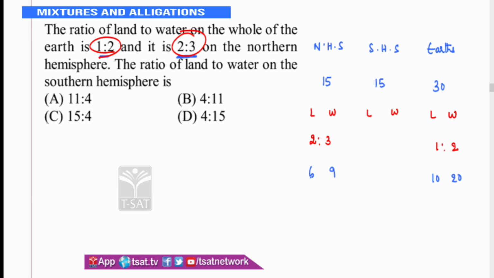On the northern hemisphere it is 6. 6 plus how much is 10? 4. 9 plus how much is 20? 9 plus 11 is 20. Therefore, on the southern hemisphere, the land and water ratio is 4:11. Very, very important sum here.